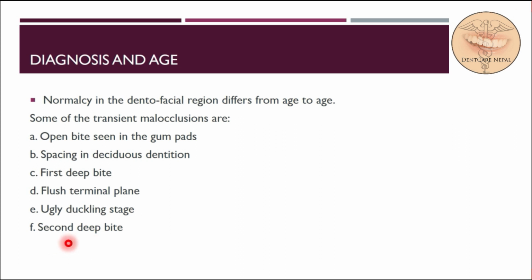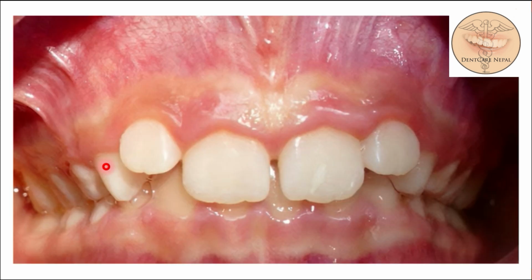And second deep bite. Second deep bite is present when the permanent incisors have erupted and the permanent first molar has erupted, but the permanent second molar has not erupted yet. So the bite opening is not yet evident, and second deep bite is present. After the eruption of the permanent second molars after the age of 12, this second deep bite will also be corrected. So these are some of the transient malocclusions present in humans.